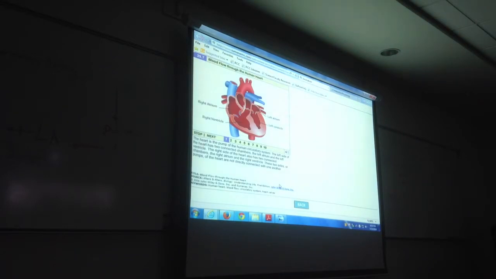So if you think about that pathway, the right and left, even though they're in the same spot, they don't talk to each other. Right? If one's pumping lung, one's pumping body, the blood eventually has to get through both. But the two hearts basically, it's kind of like a divorced couple. They really don't talk much.